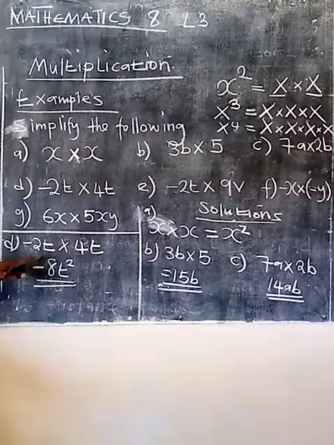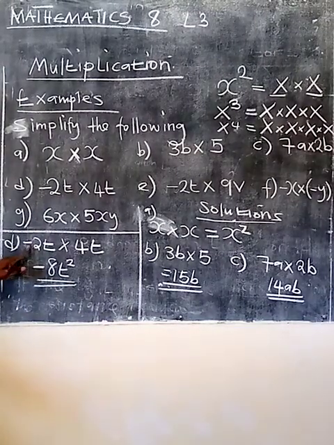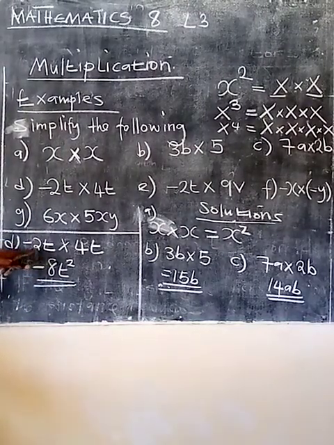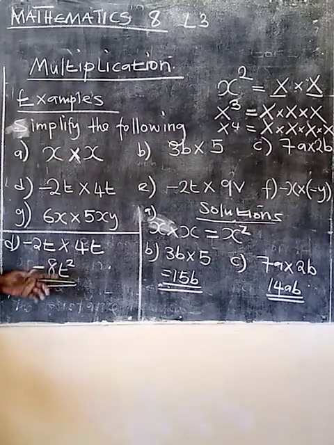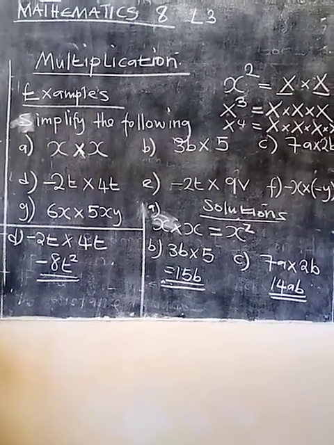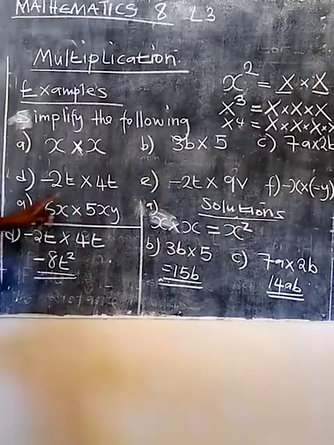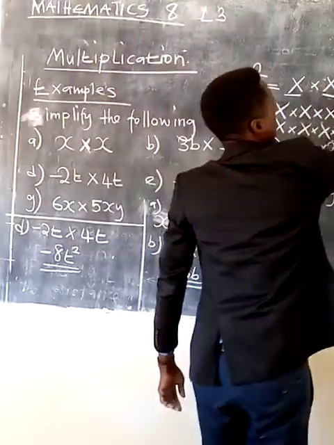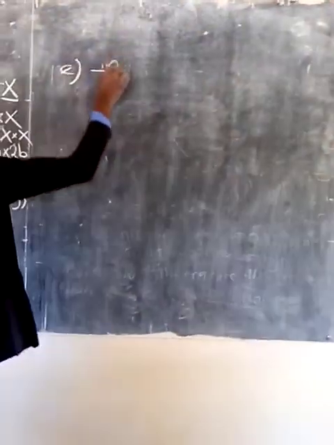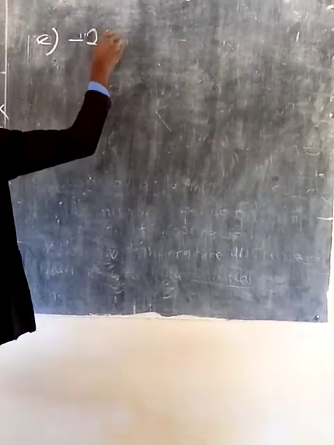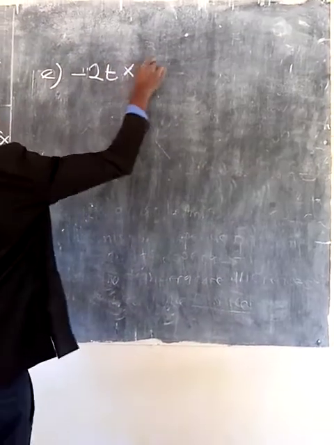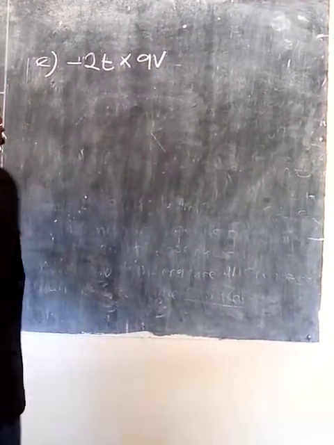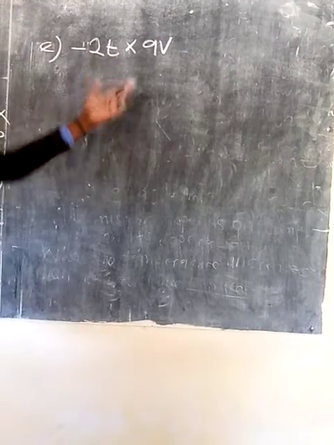So this is very simple. Move step by step. Start with the sign, then coefficient, then the variable. It is something that is very simple. So we go to question E. So for E we are saying this is negative 2t times 9v. As usual, it's the same procedure there.